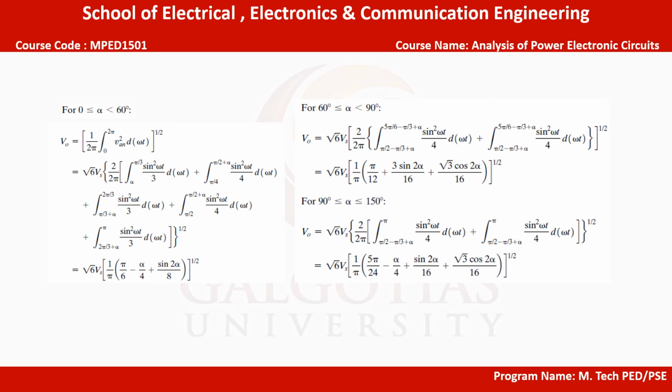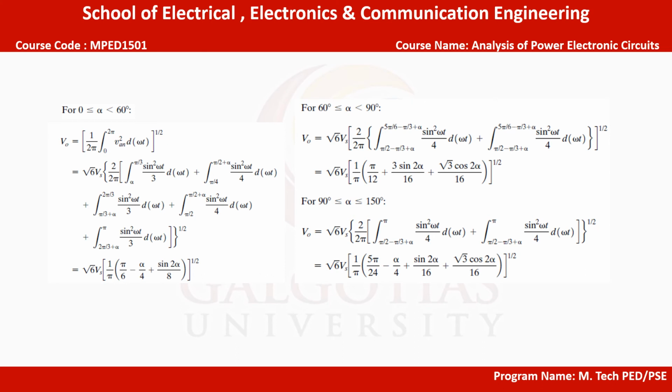Substituting the values of VAN and putting the limits, you get under root 6 Vs. In brackets, it is 2 upon 2 pi integration of alpha to pi by 3 sine square omega t divided by 3 d omega t plus integration of pi by 4 to pi by 2 plus alpha sine square omega t upon 4 d omega t. This comes out to be equal to under root 6 Vs under root of 1 upon pi in brackets pi minus 6 minus alpha by 4 plus sine 2 alpha upon 8.